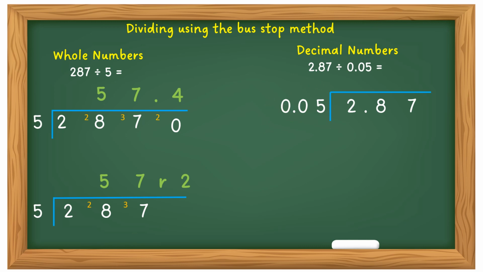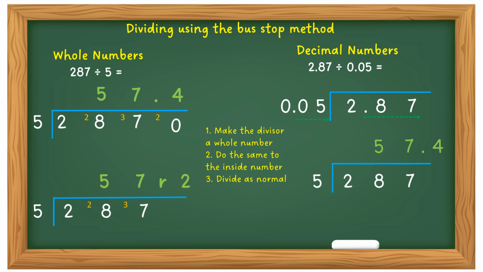To make it a whole number, you simply move the decimal point 2 places to the right, and that becomes a 5. And what you do to the outside, you do the same to the inside. You just move the decimal point to the right, and then you just divide as normal. So it just becomes 5 into 287, just like before, and you can see the answer is 57.4. And that's it. There's nothing difficult about it. You just make the dividing number a whole number, do the same to the inside, and then divide as normal.